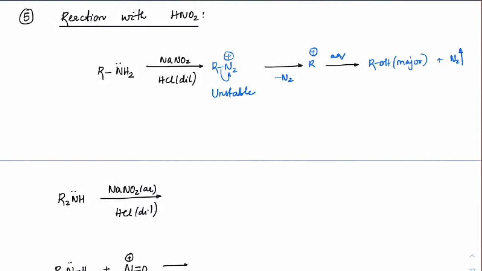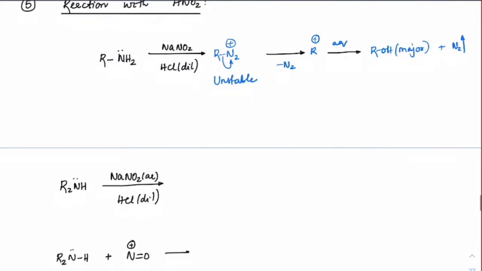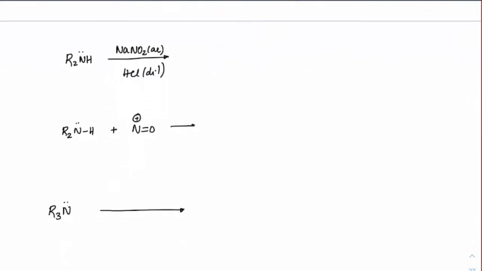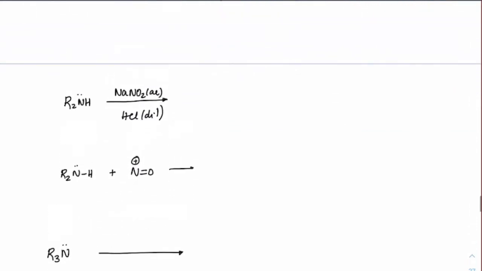Right. So what we can see, nitrogen gas comes out of it, which tells us that it is a primary amine. Got it? We can just check the gas amount and identify if nitrogen gas is coming. Definitely, it has to be a primary amine. Okay. That is one way of detecting primary amines.